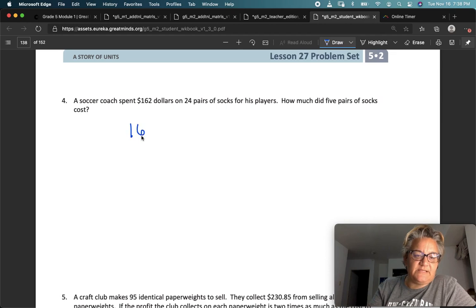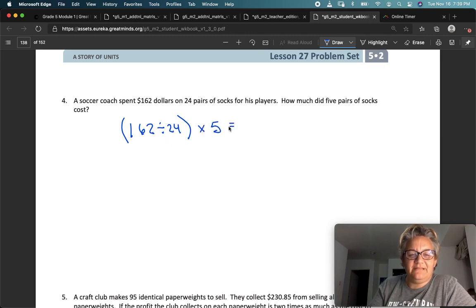So the first part is we're going to divide 162 by 24, okay? And that's going to give us the price of 1 pair of socks. Then we're going to multiply that number by 5 to find out how many 5 cost, okay? So there, there, and there. So we're going to do this part first. 162 divided by 24.